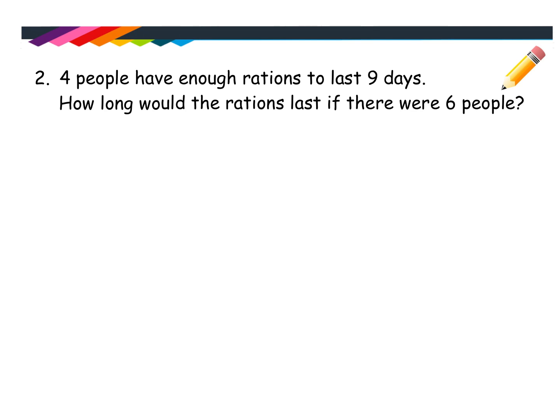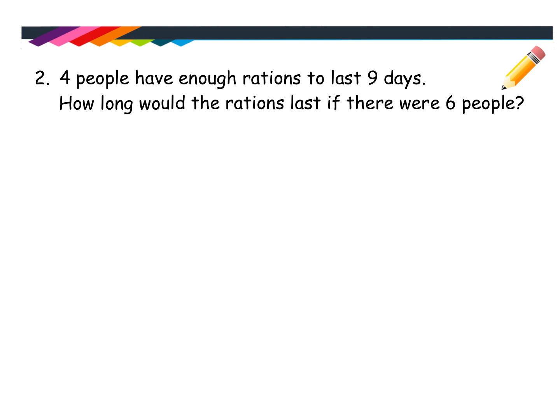Example 2, we're going to talk about people sharing out food now. So 4 people on a camping trip or something maybe have enough rations to last them 9 days. How long would the rations last if there were 6 people? Now, let's think of this. 4 people have got 9 days of food. If 2 more people come, that food's not going to last as long, is it? So bear this in mind, our answer should be less than 9.